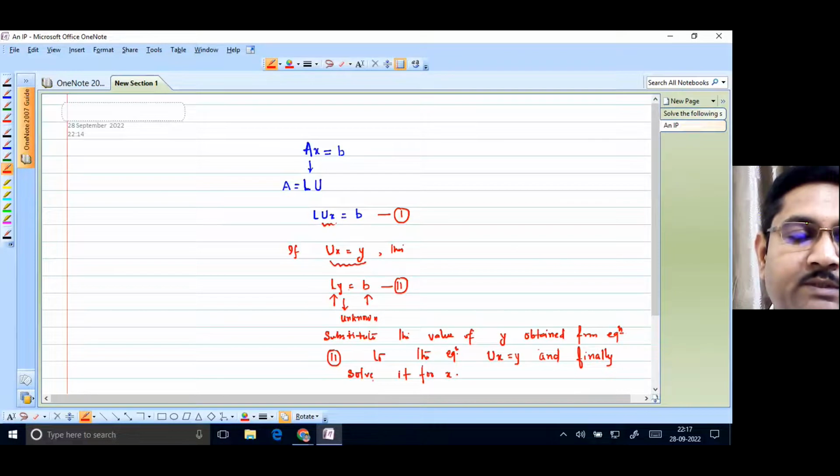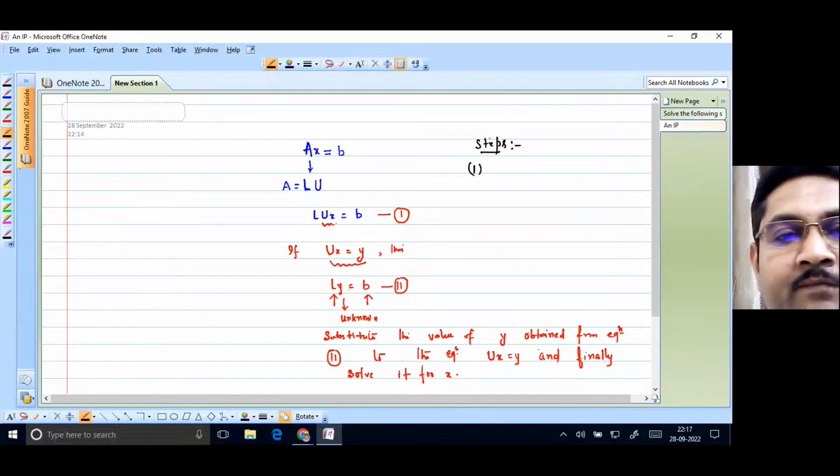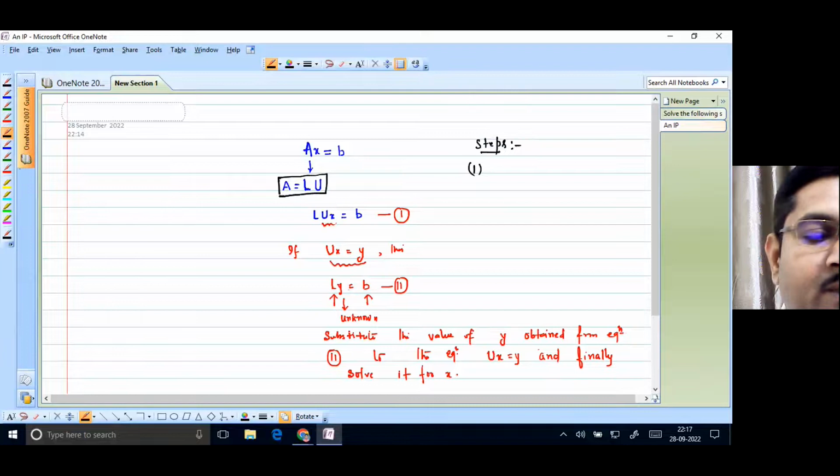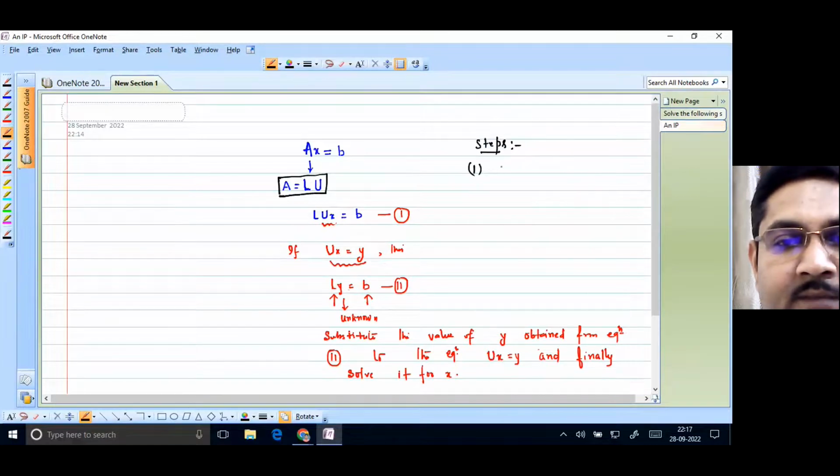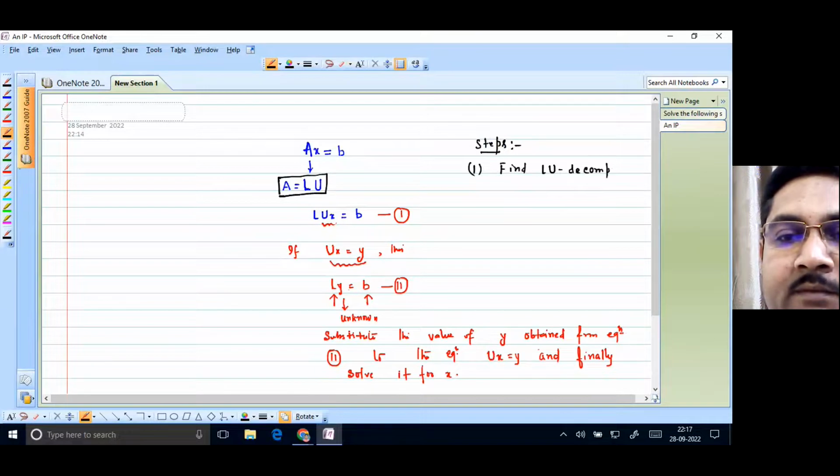using the LU decomposition method. So there are three steps involved here. First of all, I will write A is equal to LU. Means I will decompose A as a product of lower and upper triangular matrix. So my first step is to find the LU decomposition of A.